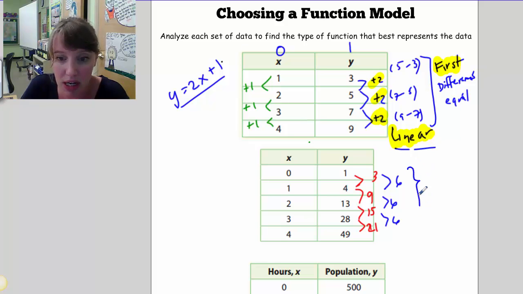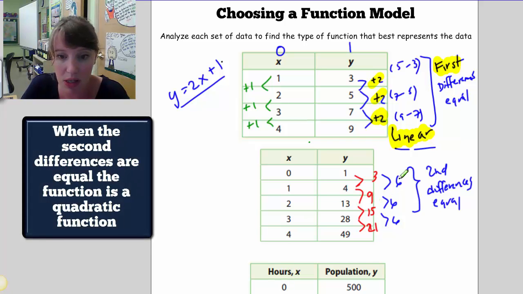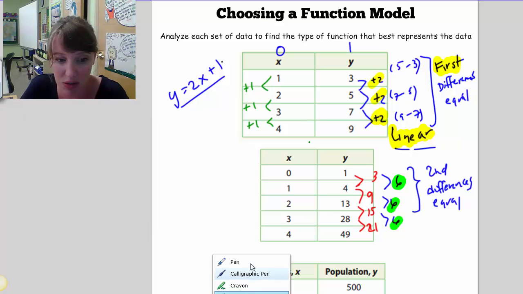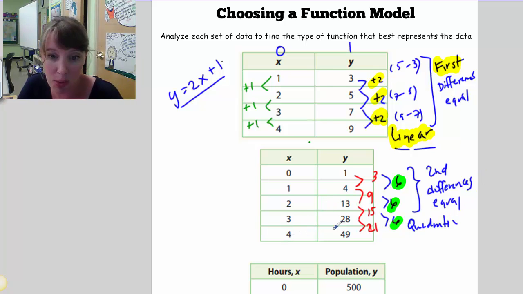So what I've just done is the second differences. And when the second differences are equal, not the first differences, but when the second differences are equal, like what you just have right here, 6, 6, and 6, what you know is that it's a quadratic function. Now, it might be a little harder to determine which quadratic function we have, but we have at least 3 points. Remember, 3 points is enough to determine the unique quadratic function.